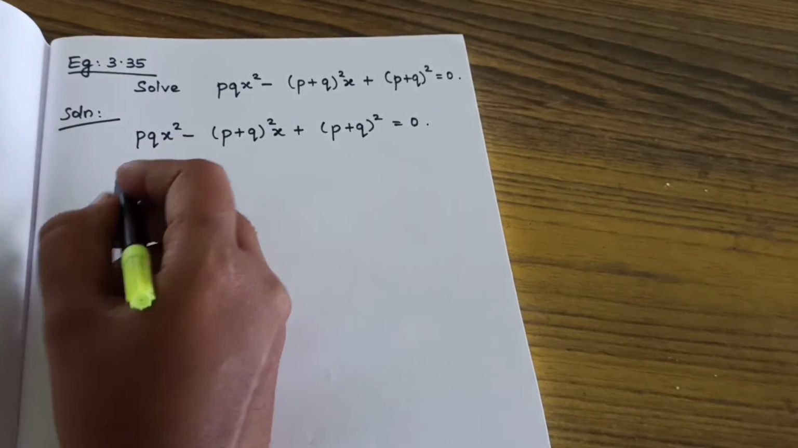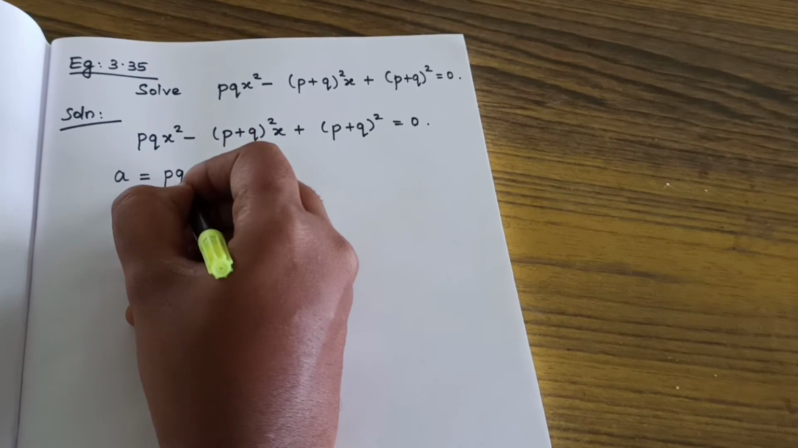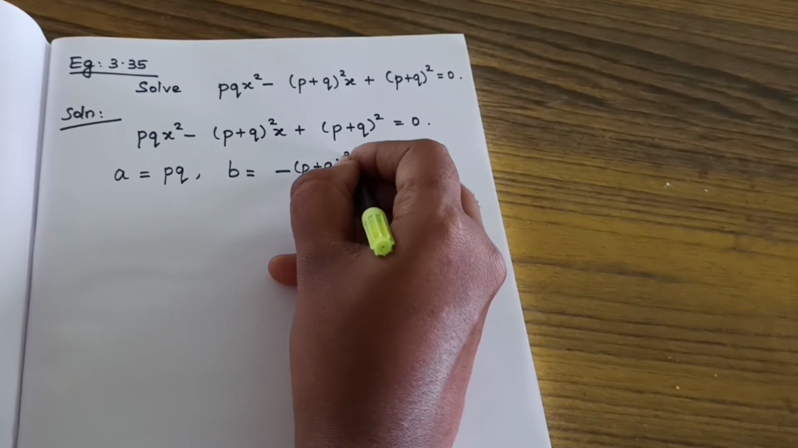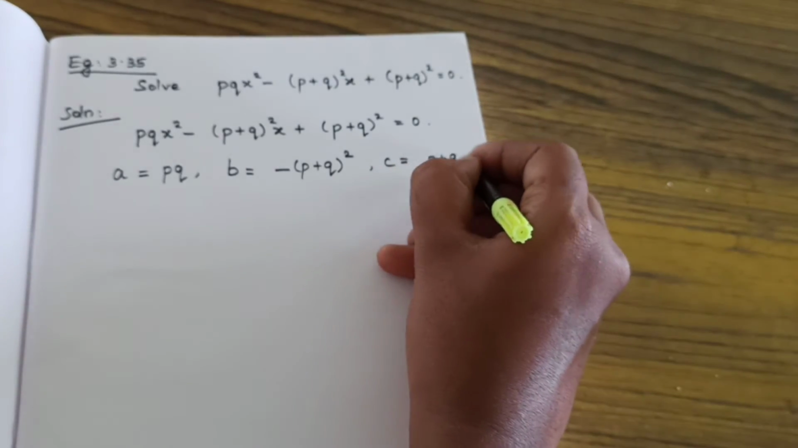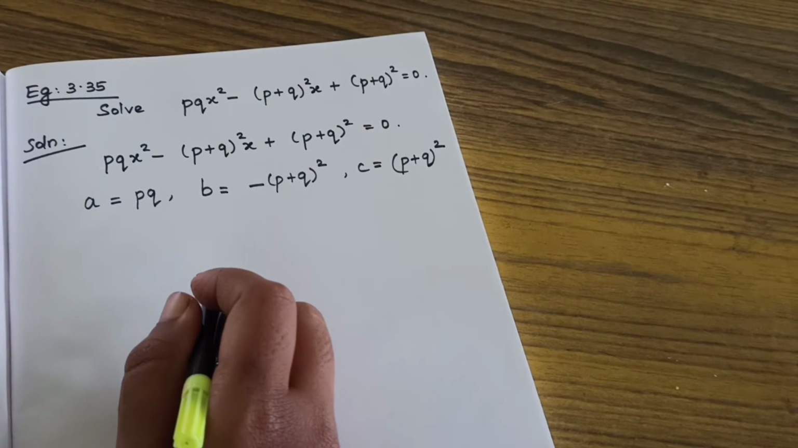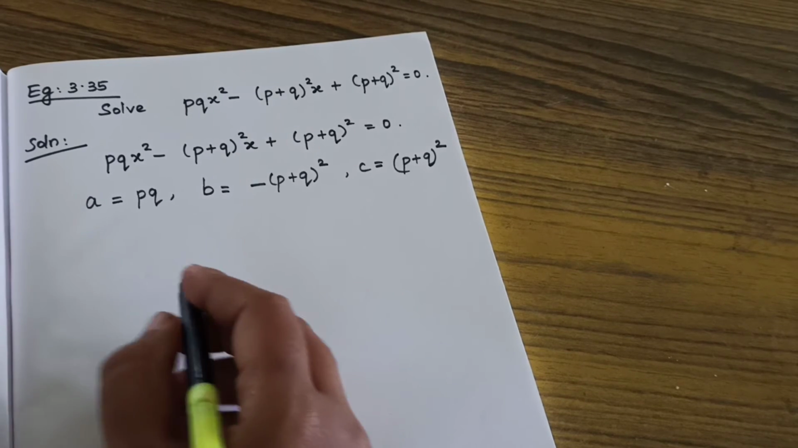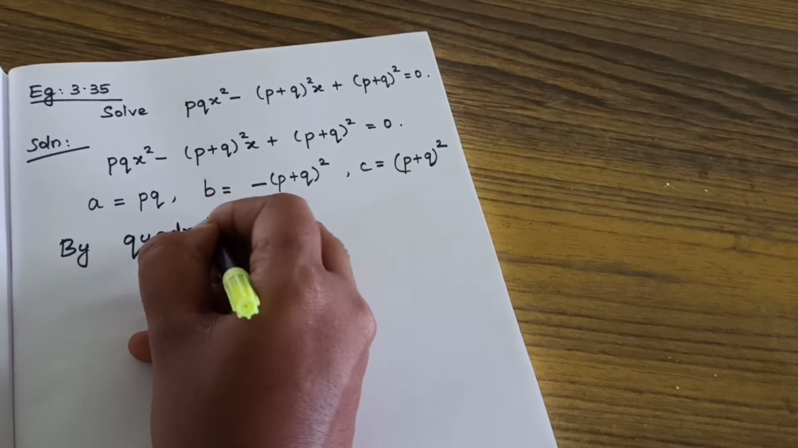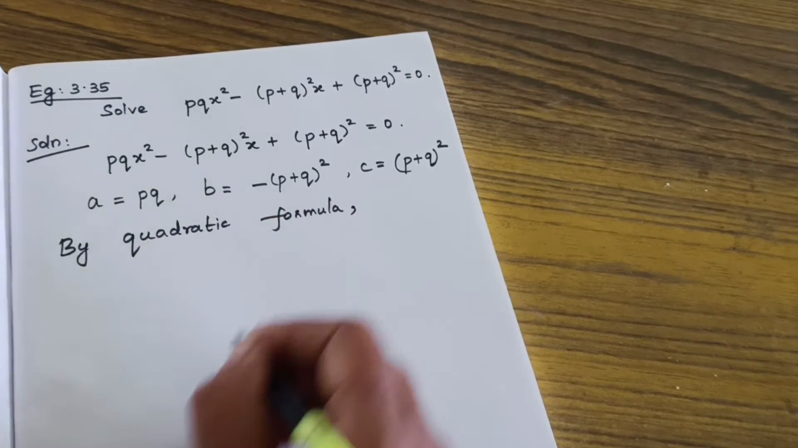So we can write a, b, c. a is equal to the coefficient of x square, which is pq. Then b is equal to minus p plus q the whole square. Then c is equal to the constant term, p plus q the whole square. Then this one we need to solve by the quadratic formula. Yes, we can use the quadratic formula to solve this. By the quadratic formula, repeat the formula everyone: minus b plus or minus square root of b square minus 4ac by 2a.